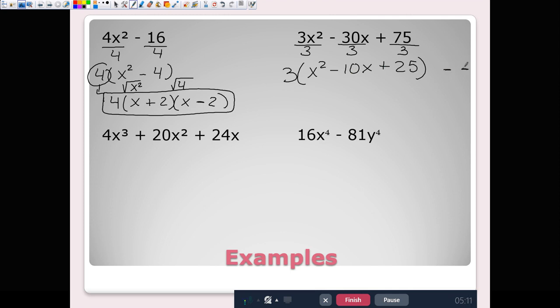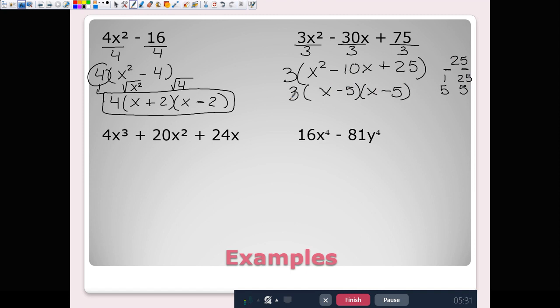Negative, negative. And you're looking for 25, so 1 times 25, no. 5 times 5, yes. And 5 plus 5 is 10. So this is going to be x minus 5 and x minus 5. Remember, our GCF needs to stay on the outside.